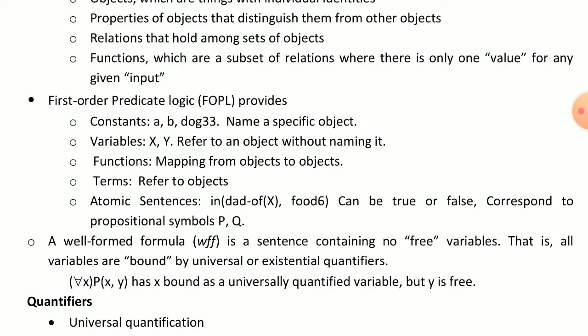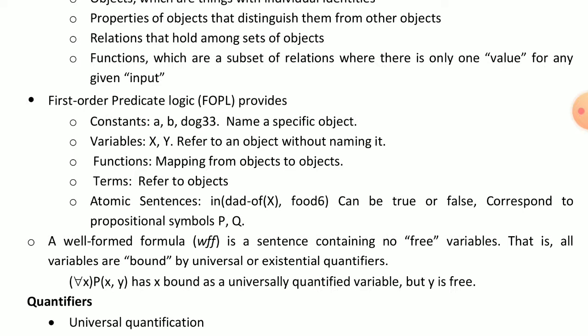Next is atomic sentences. We can take one example: dad of x, comma, food 6 can be true or false, corresponding to propositional symbols p, comma, q. Here we can use the propositional symbols p and q.